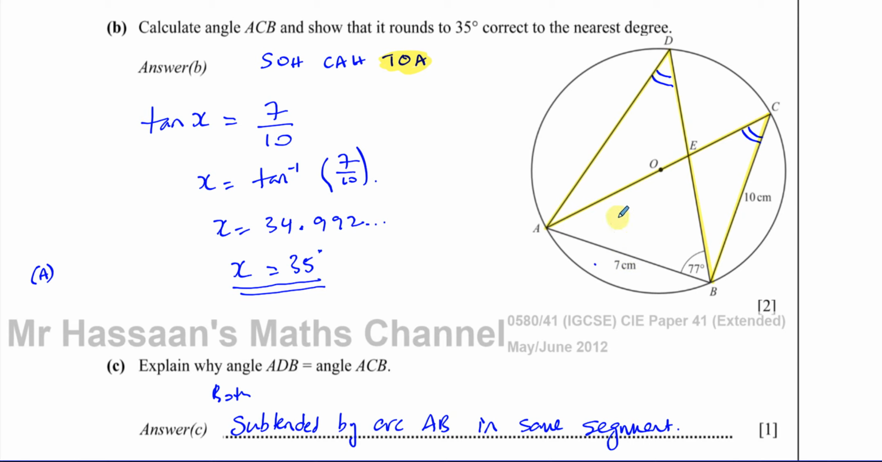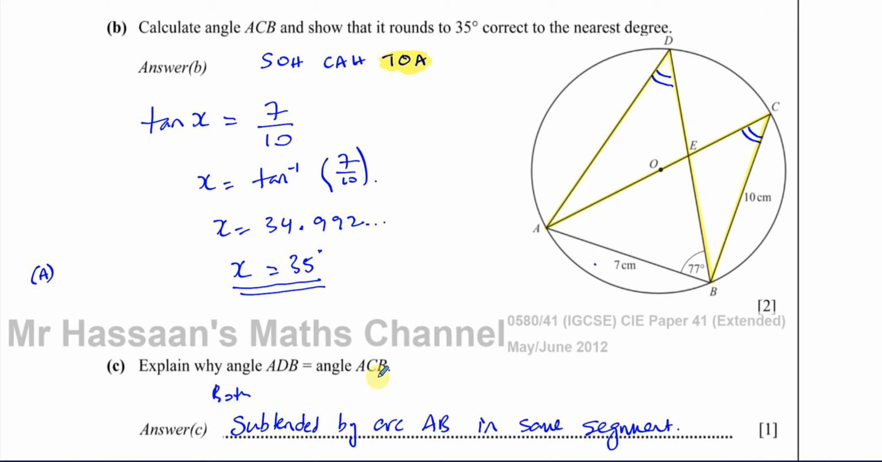This is the minor segment, and AB is like the chord. This arc AB forms this chord as well. So on this side is the minor segment, on that side is the major segment. They're both in the same major segment in relation to AB, and both of them are on the circumference, standing on that chord AB. So that's the reason why these two angles are the same.